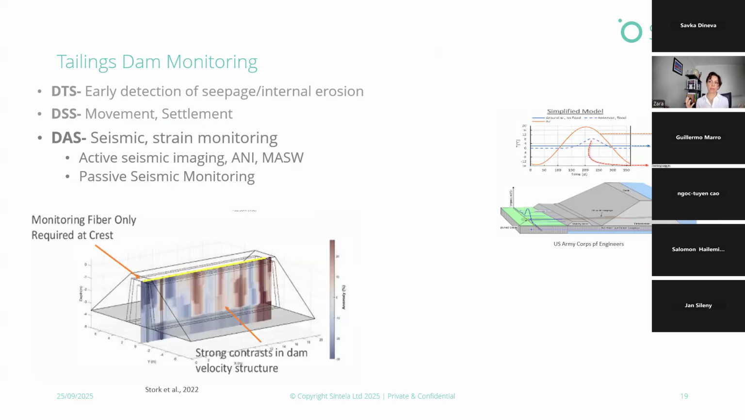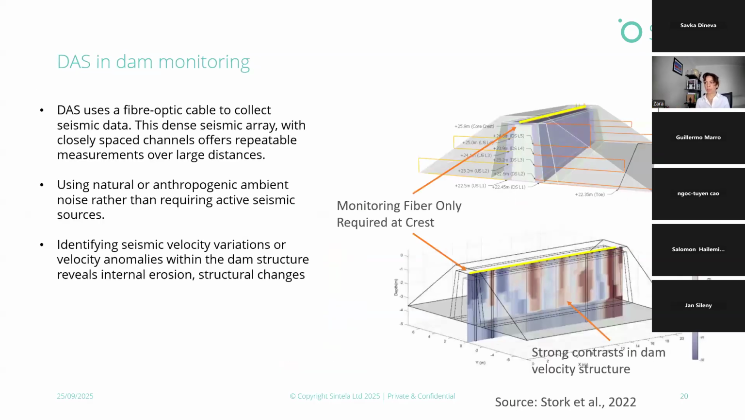With DAS, because it's far field, we can do a range of seismic activity and monitoring, active and passive. However, it's also more challenging. I think it's just because, especially with tailings and embankment dams, it can cause a lot of ambiguity, but there is a lot of good work, again, going on in this area as well. Some of it is related to ambient noise tomography.